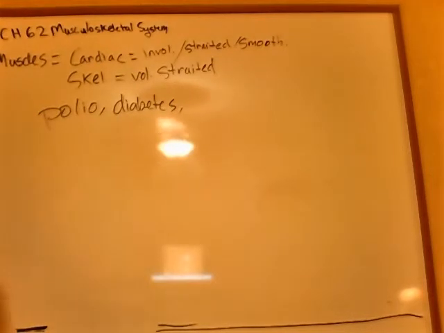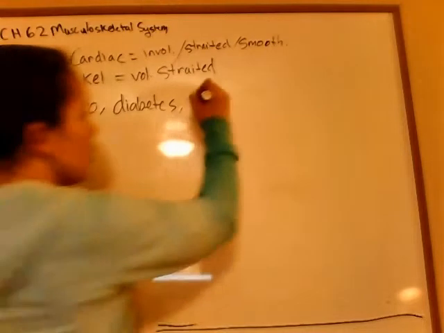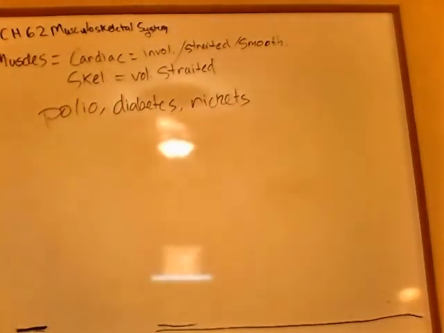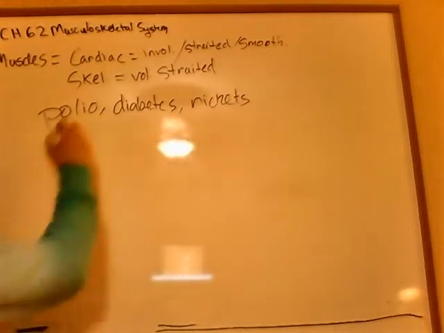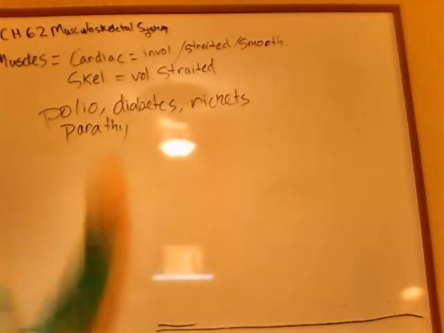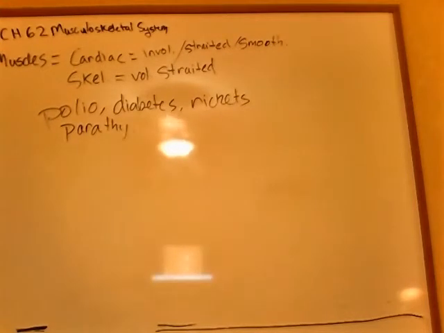And parathyroid, rickets, which is a deficiency. Again, we don't see it much here, but rickets. Parathyroid hormone. And of course, we want to know about that because it's going to affect your bone.